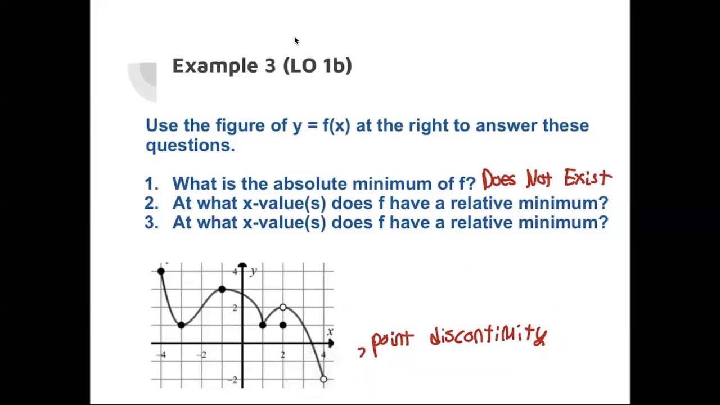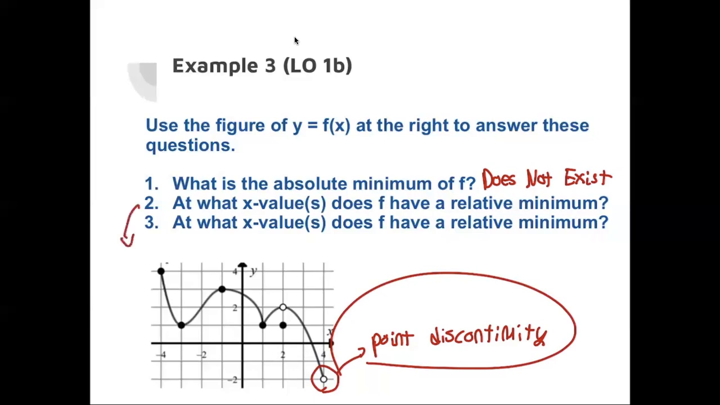Second question, at what x values does f have relative minimum? These 2 points, right? So we're writing x equals -3 and x equals 1. Yeah, and I think I had a typo here. I think I meant maximum. For relative maxima, it's this point, right? So you're going to write x equals -1. So that would be the correct answer.